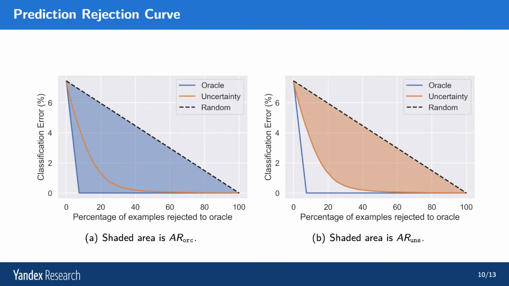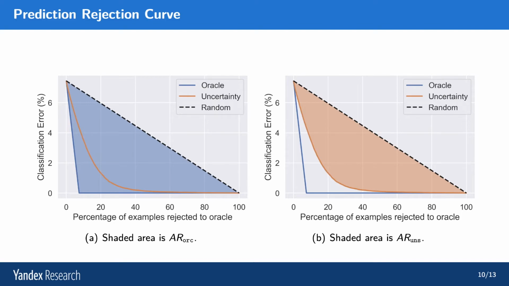Now, one way in which we can compare models of different base error rates, and something which is a little closer to a real application, is called the prediction rejection curve. So this assumes we have a hybrid scenario. We have a model which is making predictions, but we also have access to a human who we can query for the correct answer. But we'd like to query the human as little as possible.